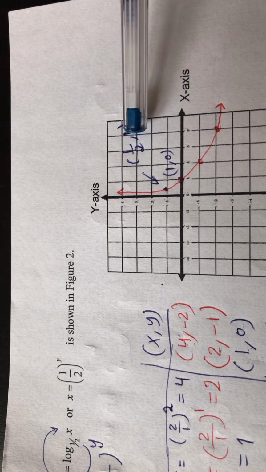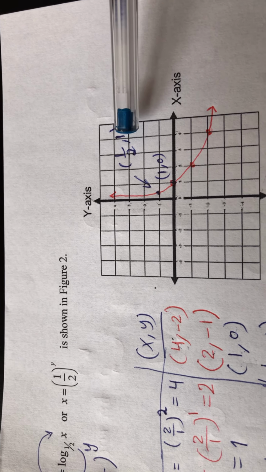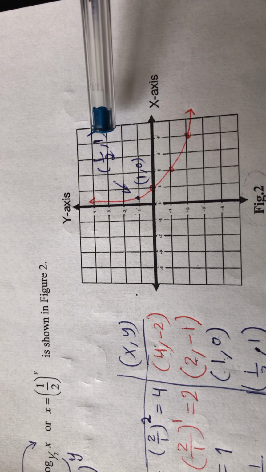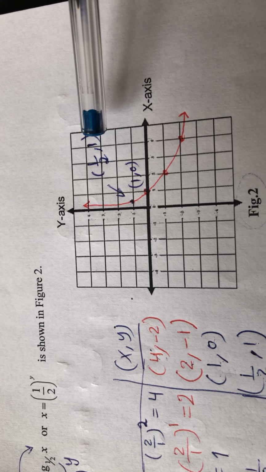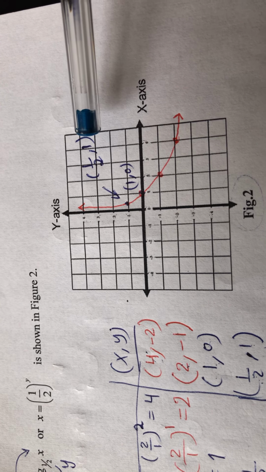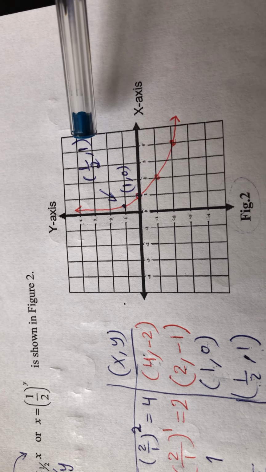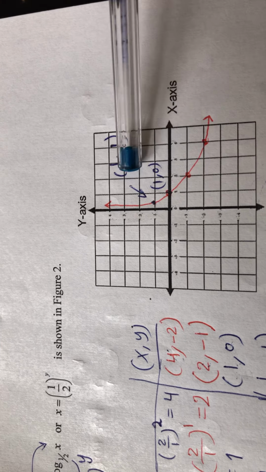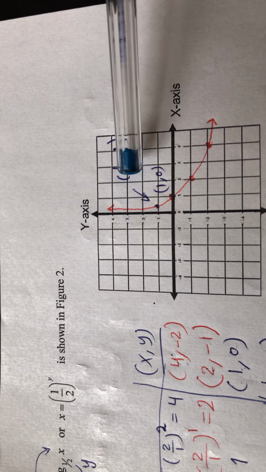Why? Because this is the logarithmic function, which is the inverse of the exponential function. If the exponential passes through (0, 1) and (1, b), the logarithmic function passes through (1, 0) and (b, 1). So in this example, b is 1/2.